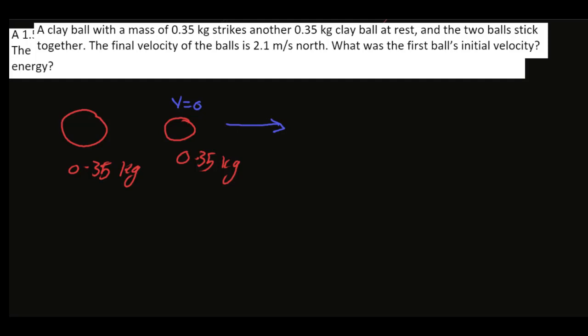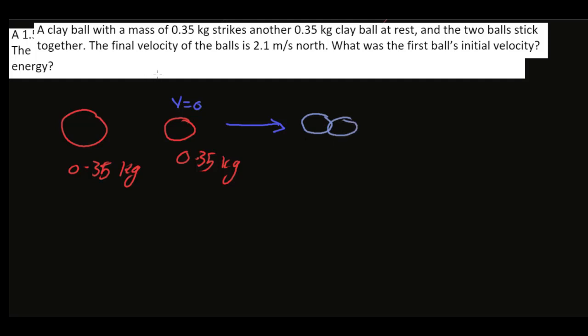As we can see in this example, a clay ball with a mass of 0.35 kilogram. So we have the first ball, and another one with the same mass, 0.35 kilogram. The two balls are at rest, so the second one is at rest, which means its velocity equals 0. After collision, the two balls stick together.